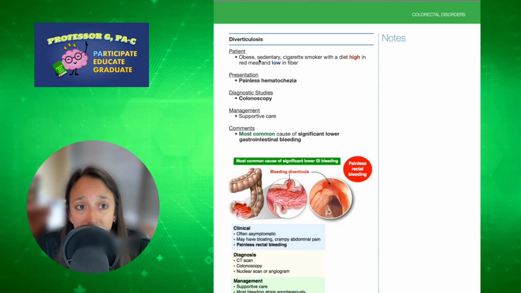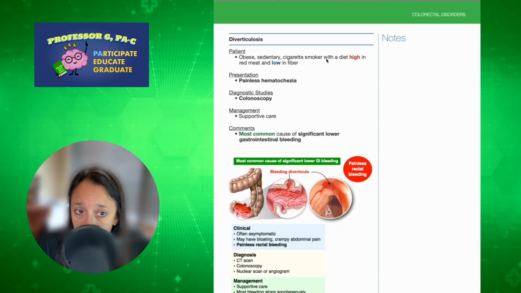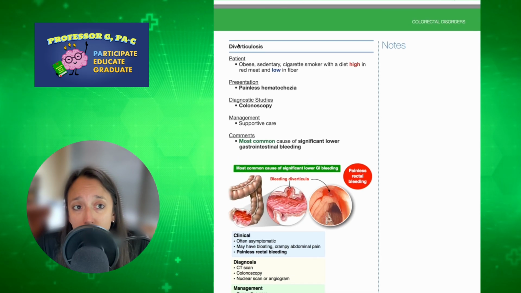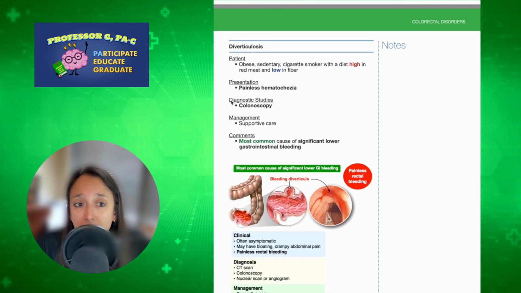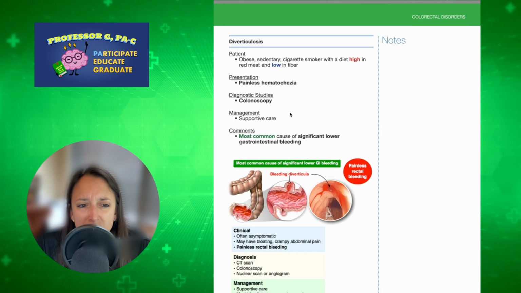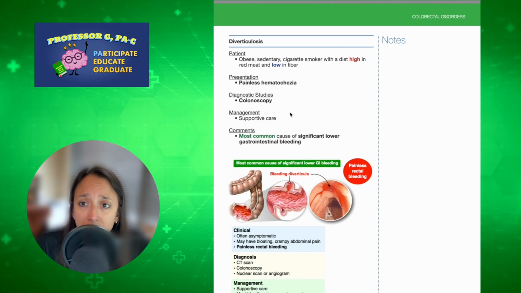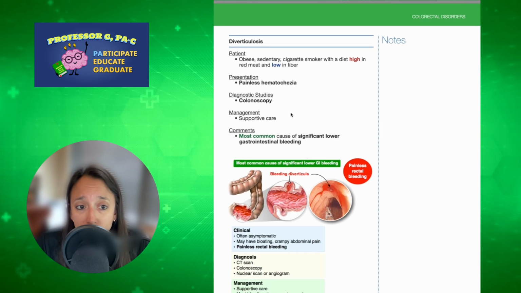You also see more diverticula in obese, sedentary cigarette smokers with a diet high in red meat and low in fiber. The test of choice for diverticulosis is going to be a colonoscopy. As far as management, there's really not much we do other than try to keep the stool soft, try to keep the patient from straining.